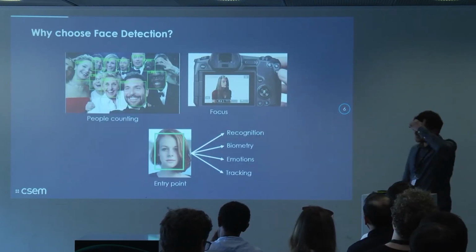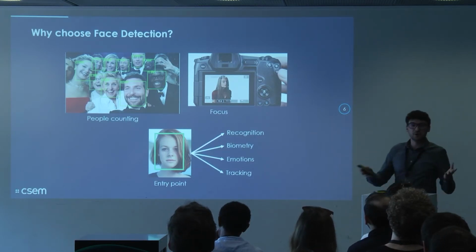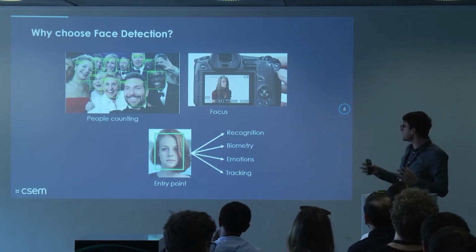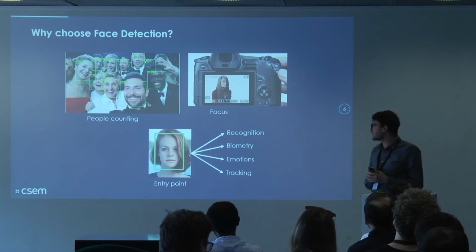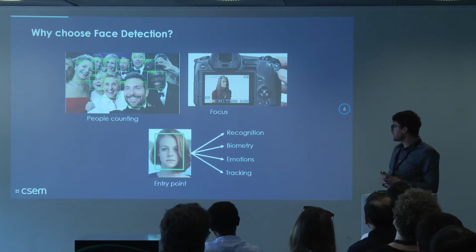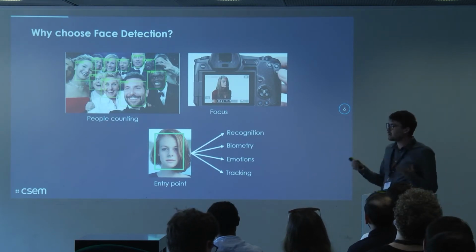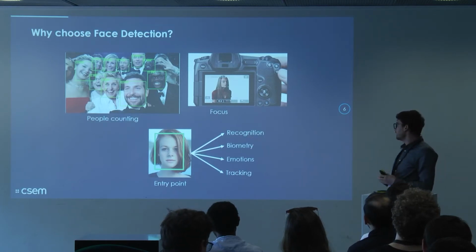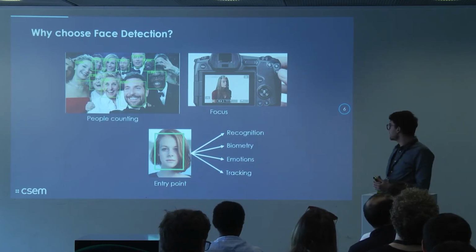So why did we choose face detection? There are a lot of applications. People counting is one, for example, to monitor the crowd in large areas or in retail centers. Other processing, like focus on cameras, is one application of face detection. And finally, it's also an entry point for further processing, like face recognition and biometry. For example, on your phone, you first detect the face and then you recognize the person. Also emotion tracking, and the tracking of people in the street.